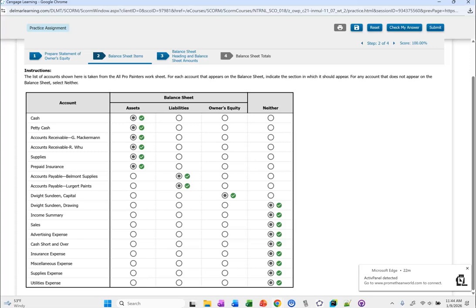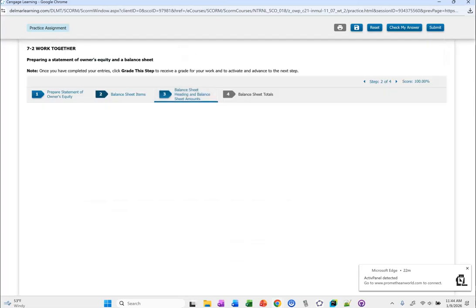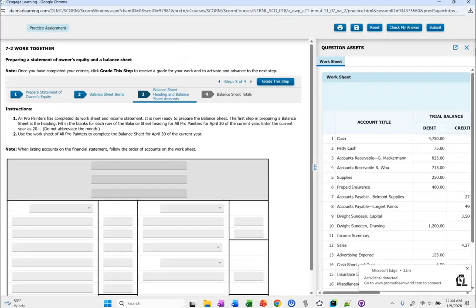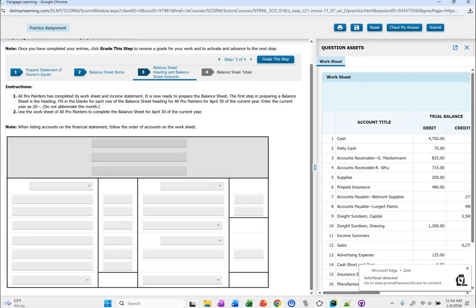Okay. Is everybody all right? Yep. Learning together? All right. On to this one. We're doing our balance sheet. It says All Pro Painters has completed its worksheet and income statement, and is now ready to prepare the balance sheet. The first step in preparing a balance sheet is the heading. Fill in the blanks for each row of the balance sheet heading. Use the worksheet of All Pro Painters to complete the balance sheet for the 30th of the current year. When listing accounts on the financial statement, follow the order of accounts on the worksheet.